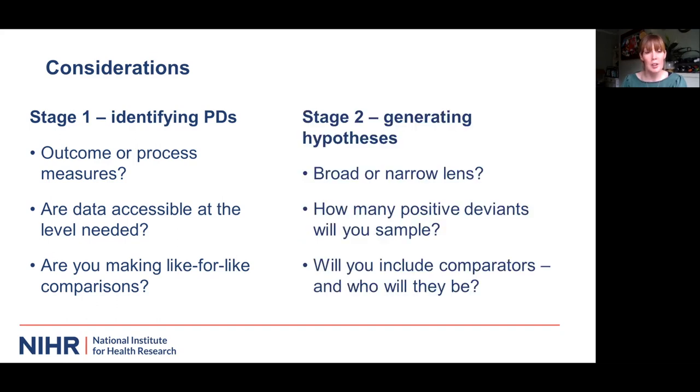Moving on to stage 2. What lens are you going to use for your study? So are you looking at specific processes or safety more broadly? And how does this affect the qualitative methods that you're going to use? How many positive deviants are you going to sample? Do you look at a couple in depth or several more broadly? And will you include a comparator to explore how positive deviants differ from others? So sampling negative deviance means that the differences between the two groups are likely to be more stark. However, sampling average comparators might allow you to explore how positive deviants differ from those who perform normally within a population.